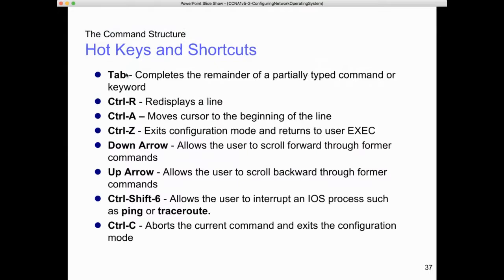Some of these are present in Windows and Linux as well. Tab completion is in Windows now. Control R redisplays a line. You can use the up arrow to repeat previous commands. Control C will break out and take you back so you can retype if you had a mistake.